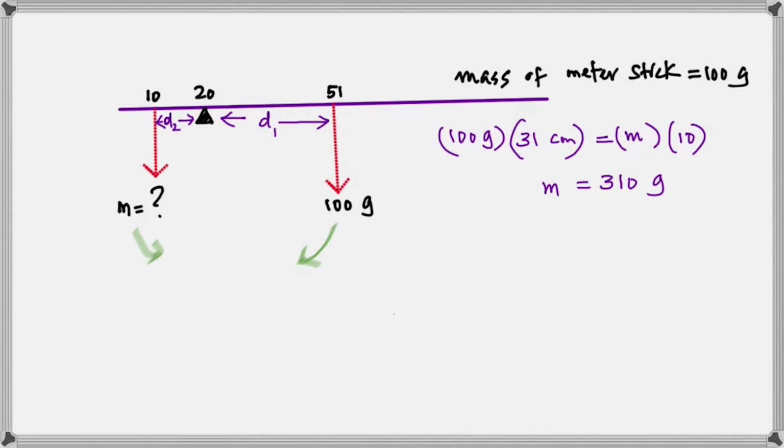Okay, so the next question in this context is, can you find the normal reaction at the pivot? What is the normal reaction at the support or the pivot? How do you find it?